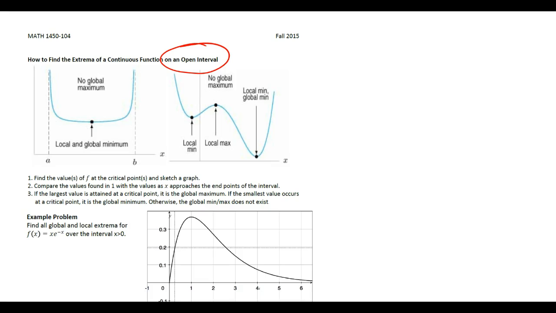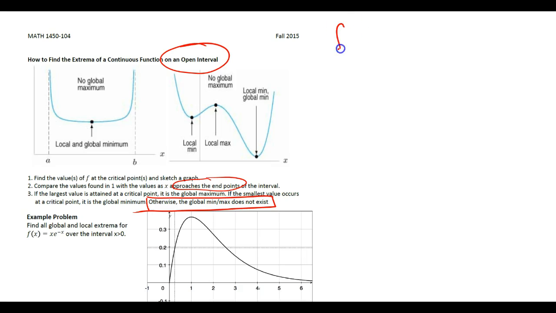So it says, find the values of the critical point just like we have. Compare the values with the values as x approaches the endpoints. If the larger value is attained at the critical point, it is a global max. If the smallest value occurs at the critical point, it's the global min. Otherwise, neither exists.